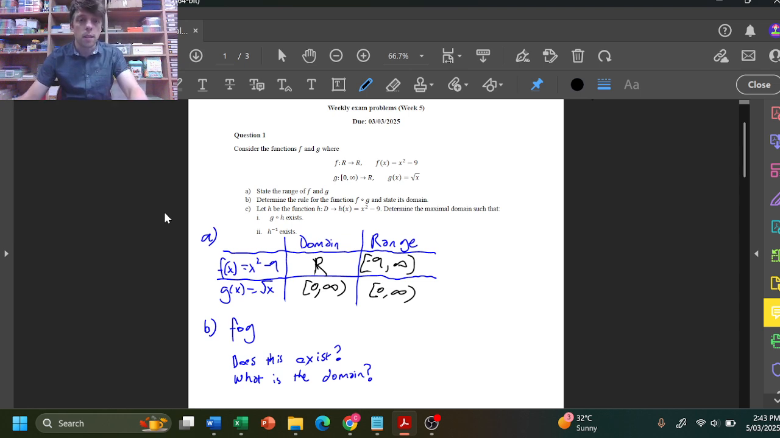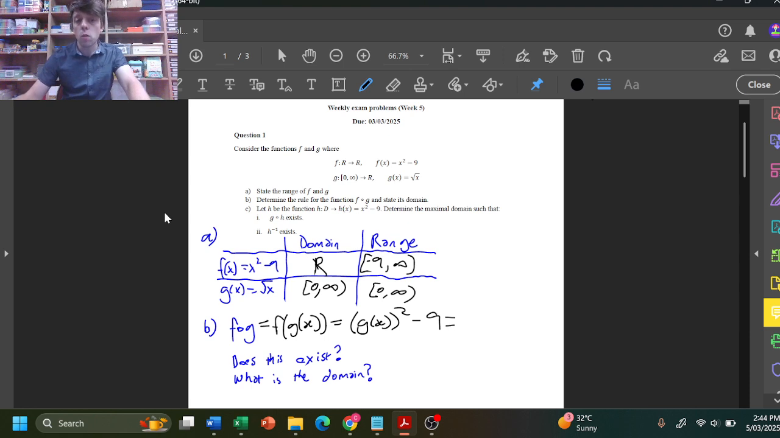All right, so next up, we need to determine the rule of the function f of g and state its domain. To start this one out, we're just going to consider what this notation means. It means f with an input of g substituted into it like this. So if I take the function f, that's this one here, and substitute in g instead of x, I'm going to get, well, we've got this function. So we're taking this function, we're putting in g, so it's g squared minus 9.